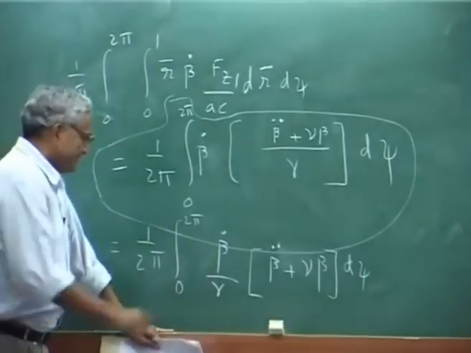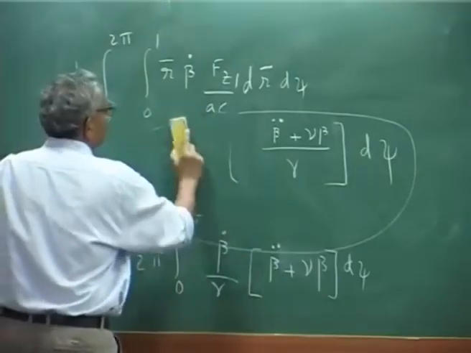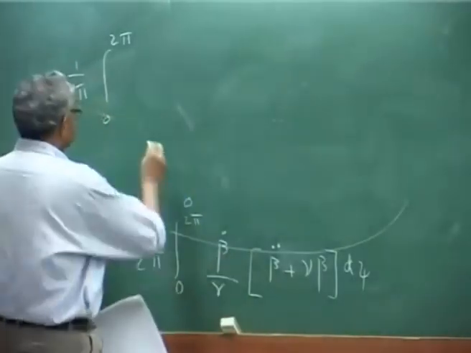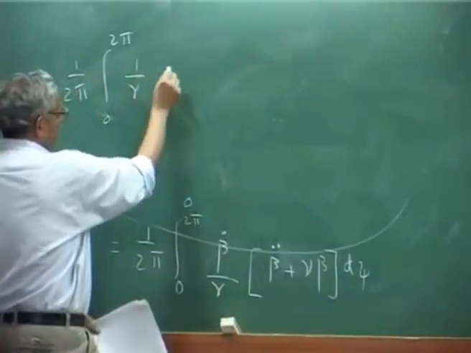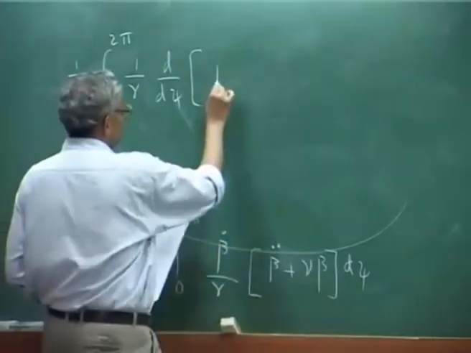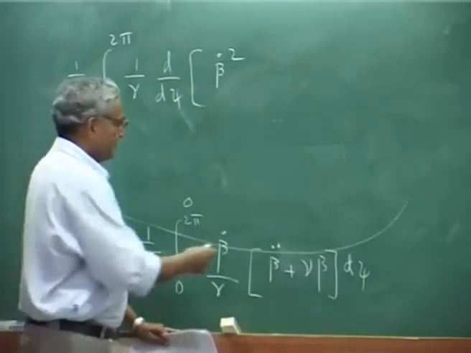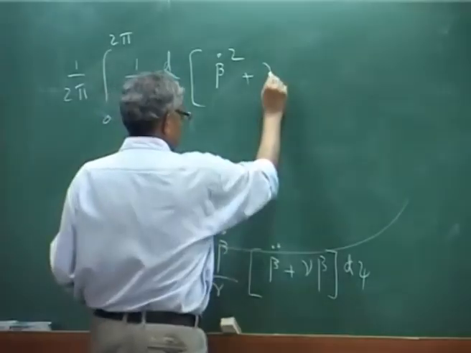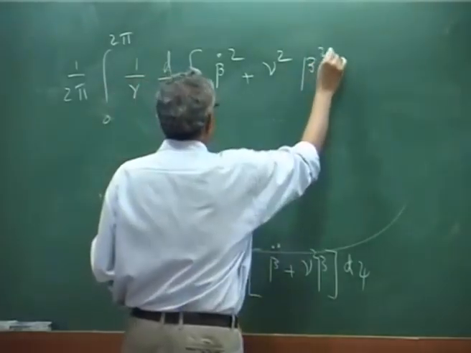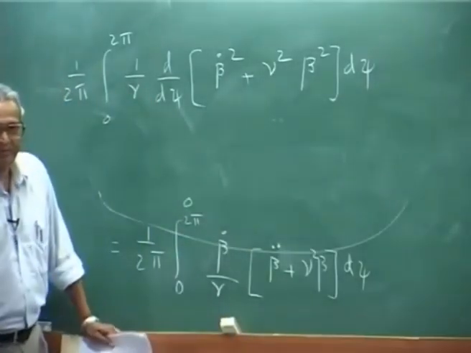This particular term, let me write it again, can be written as d by d psi, because dot is nothing but d by d psi, the non-dimensional time derivative, of beta dot square, plus nu square beta square, d psi.